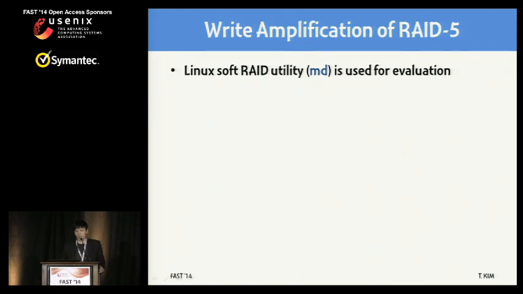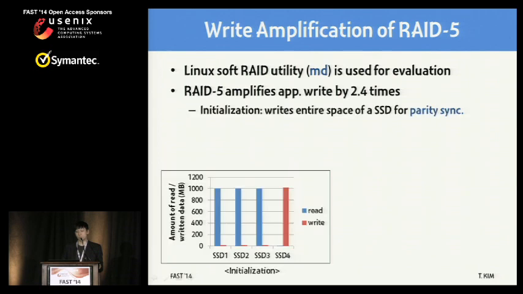Firstly, how RAID 5 amplifies the application data will be presented. For the evaluation, the Linux soft RAID utility called MD is used. Our preliminary results show that the application data is amplified by about 2.4 times on RAID 5 MD. This amplification is mainly because of two reasons. One is the writes during the initialization. During RAID 5 initialization, MD reads the entire space of all disks except one and writes the entire space of a disk to synchronize the parity information.